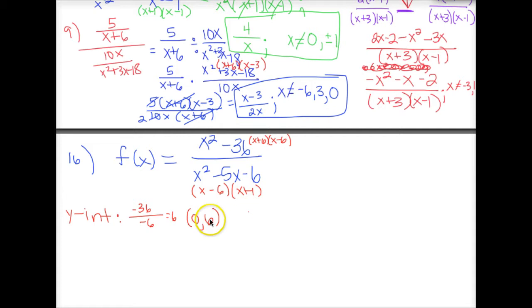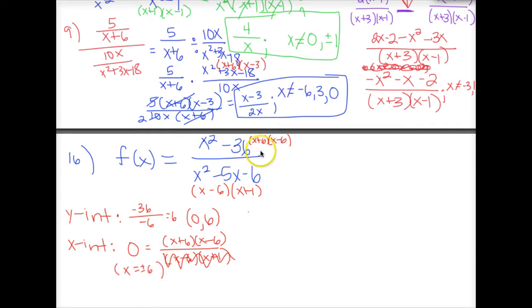To find my x-intercept, I plug in 0 for y. So 0 equals (x plus 6)(x minus 6) over (x minus 6)(x plus 1). If I'm solving this for x, the first thing I would do is multiply by the denominator on both sides. When I do that, the denominator cancels out. So I just end up with 0 equals (x plus 6)(x minus 6), which gives me x equals plus and minus 6.